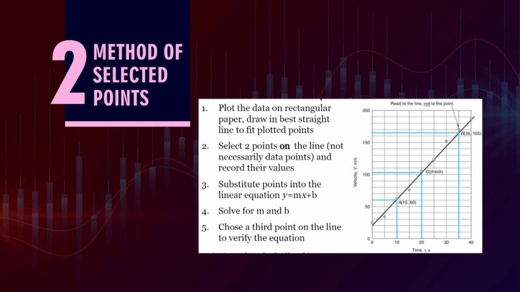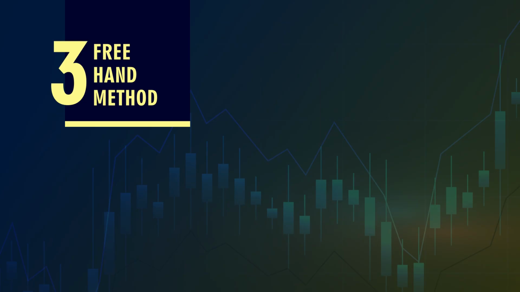So plot the data on rectangular paper, draw the best straight line to fit the plotted points and select 2 points on the line, not necessarily data points, and record their values. Then substitute the points into the linear equation y = mx + b, solve for m and b, and choose a third point on the line to verify the equation. So this is the way by which you are going to calculate the method of selected points. And now the third is the freehand method.